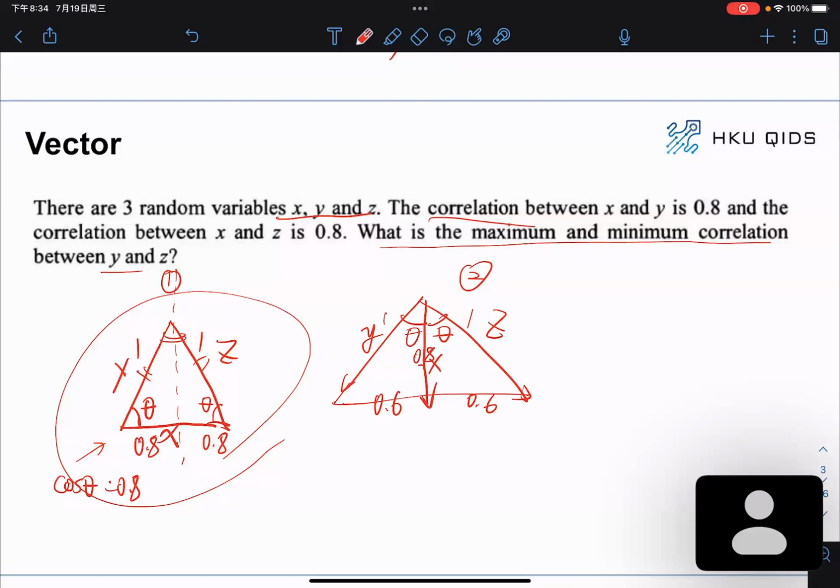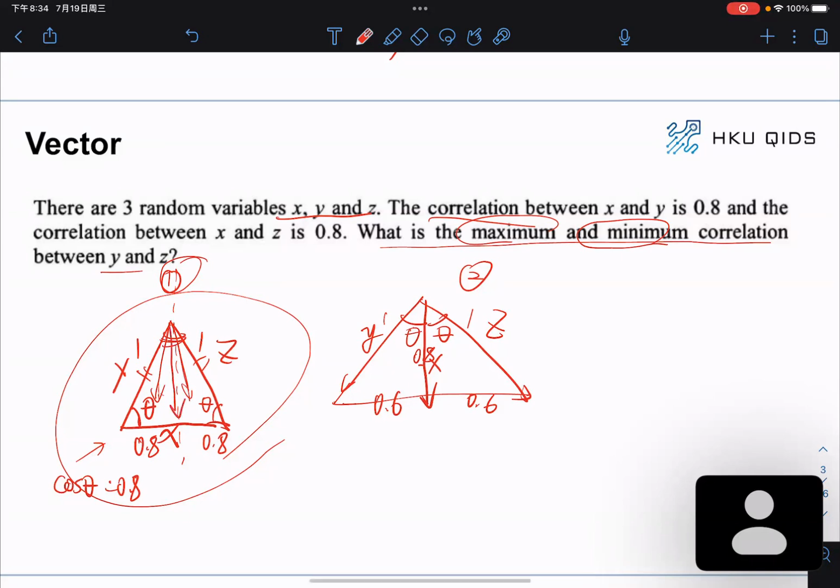Then we can see if Y and Z are in the same direction. In the extreme cases, when this angle, let's first count the first cases. What's the minimum and the maximum? You can see that Y and Z, this angle can become smaller and smaller. And what's the extreme case?